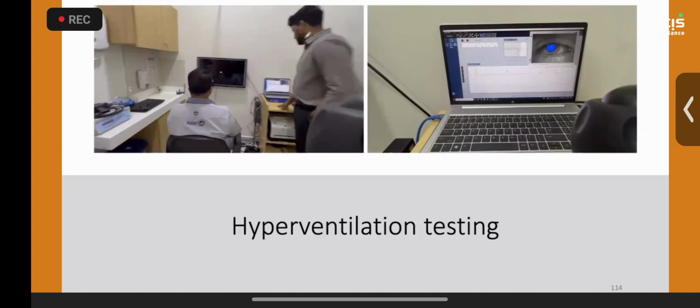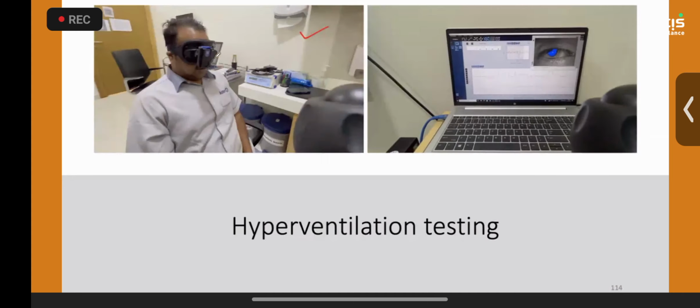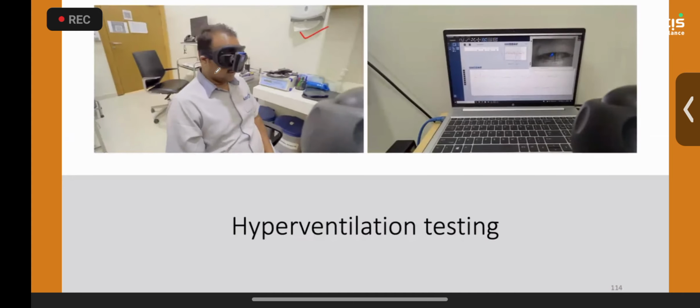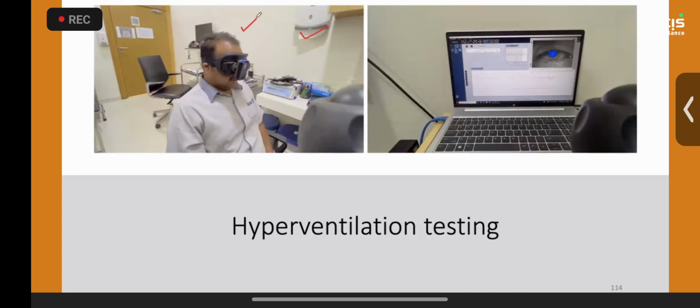Again, here is our vestibulologist, Mr. Shauka, who is performing the diagnostic test. The patient is doing the hyperventilation: deep breathing with open mouth, one inhalation per second, one exhalation per second. So that is how it is performed, for 60 to 70 seconds, that is a minute.